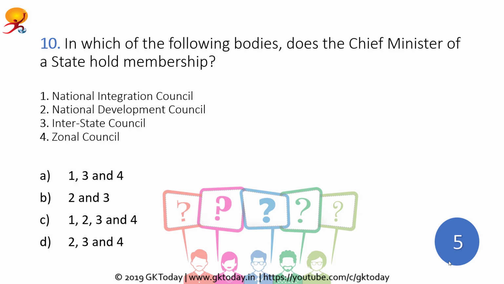In which of the following bodies does the Chief Minister of a state hold membership? Time starts now. So they are National Integration Council, National Development Council, Interstate Council and Zonal Council. And the correct answer is all of them. He is also the head of State Planning Board, Vice Chairman of the concerned Zonal Council, that is the zonal council of the zone in which a state is, and holds office by rotation for a year. He is also the chief spokesperson of the state government and the crisis manager during emergencies in the state.